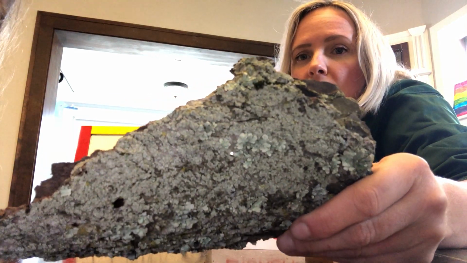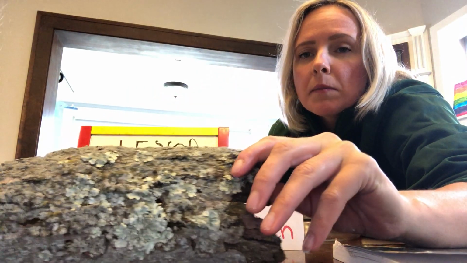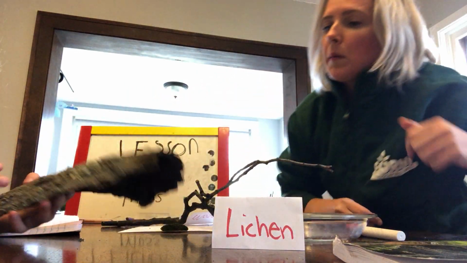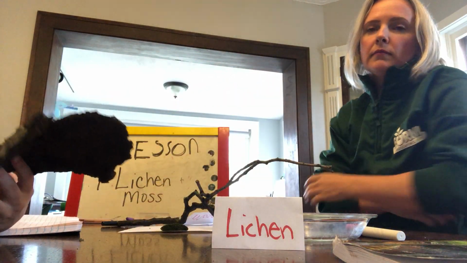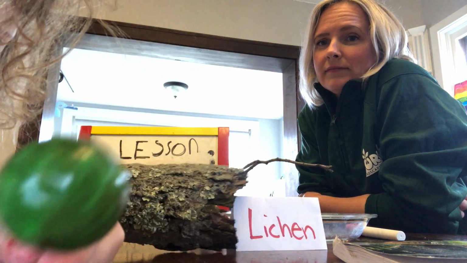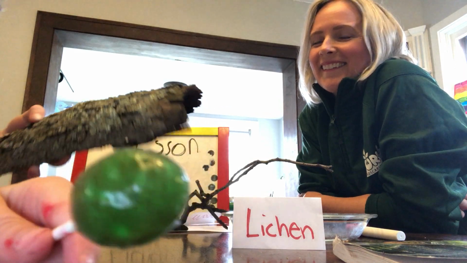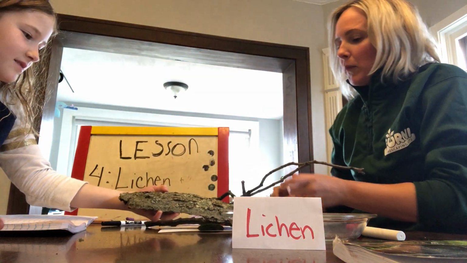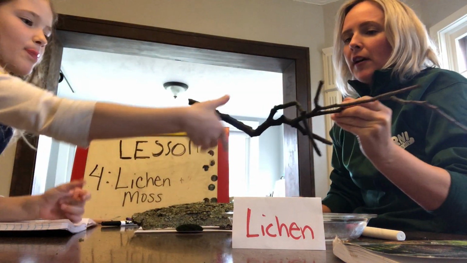So they come in all different colors. Sometimes they're black, sometimes they're white. What color would you say these ones are, Penelope? Green, a little bit of blue. Green. I went outside again and I found a branch on the ground.